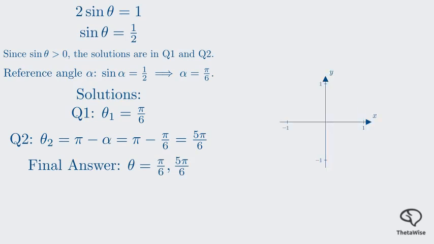We can visualize this on the unit circle. A horizontal line at y equals 1/2 intersects the circle at 2 points, one in Q1 at π/6 and one in Q2 at 5π/6. The graphical representation confirms our calculation.